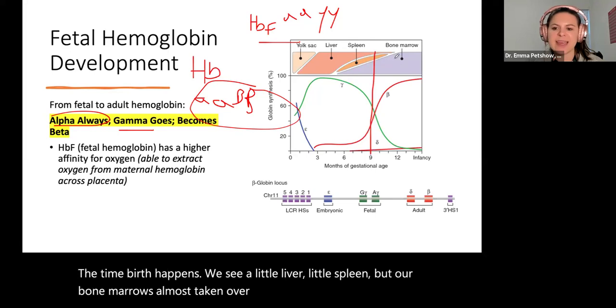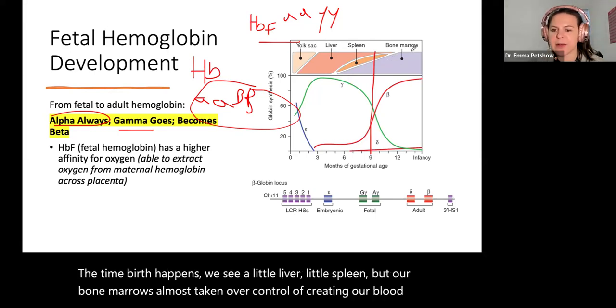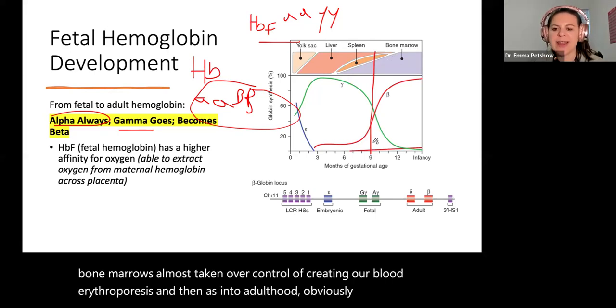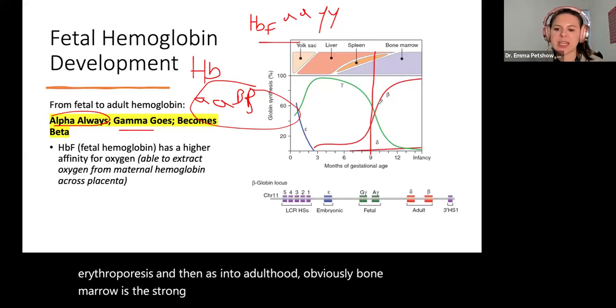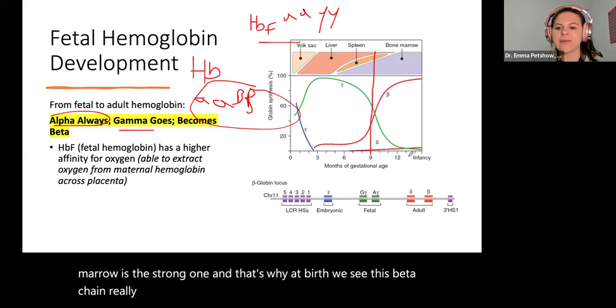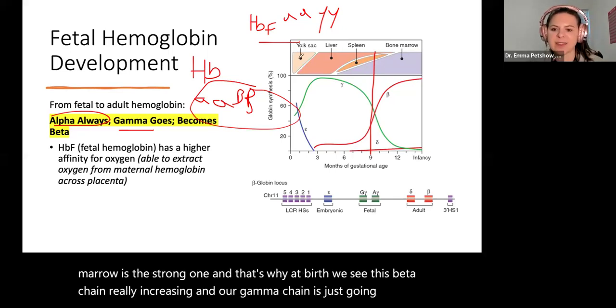Erythropoiesis. And then into adulthood, obviously bone marrow is the strong one. And that's why at birth we see this beta chain really increasing, and our gamma chain is just going away. Alpha is always constant.